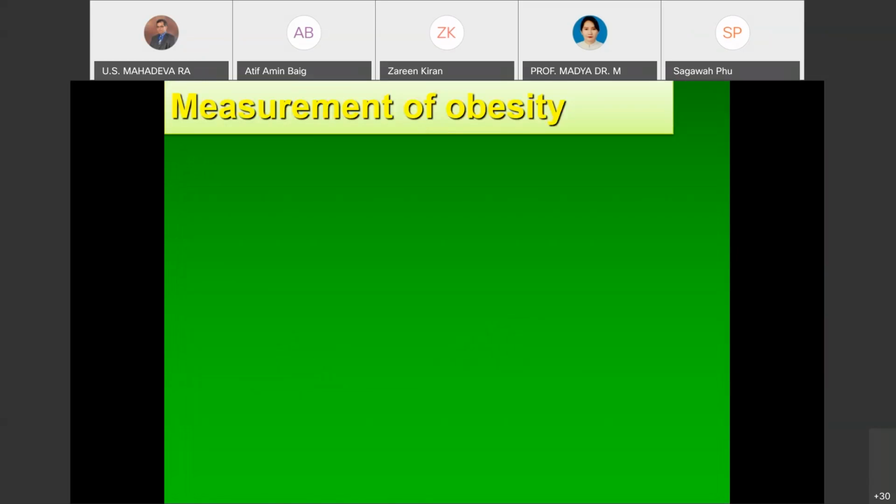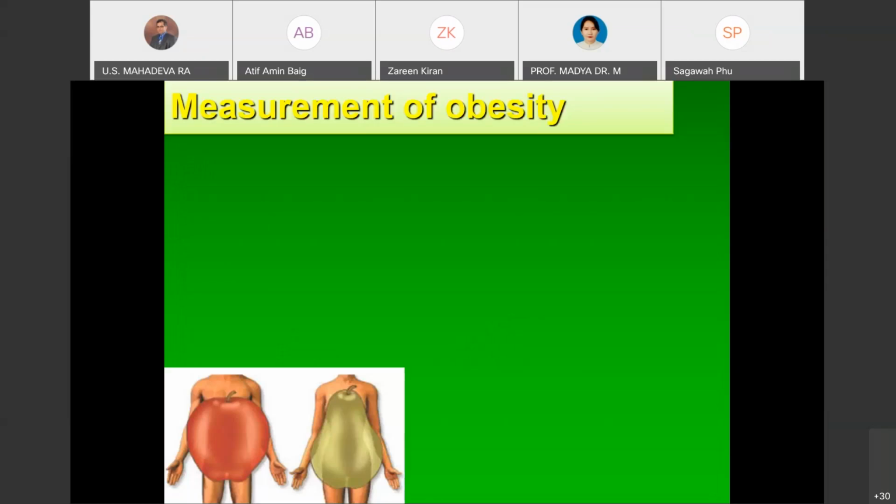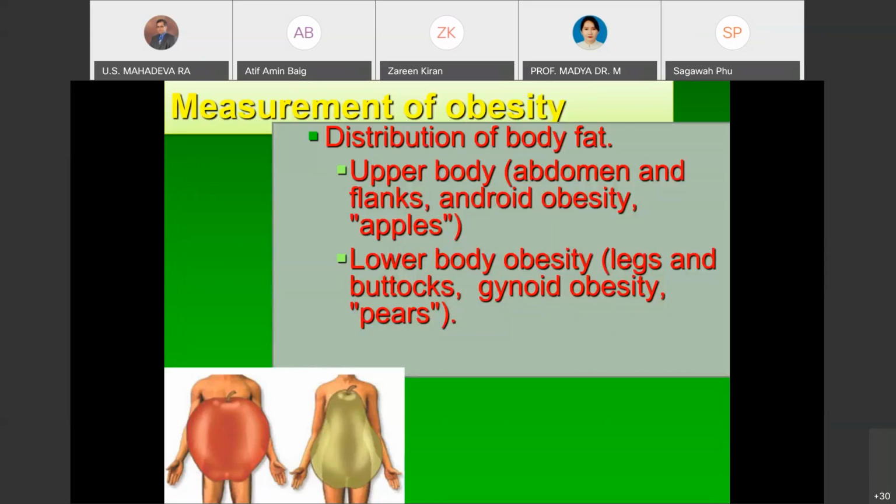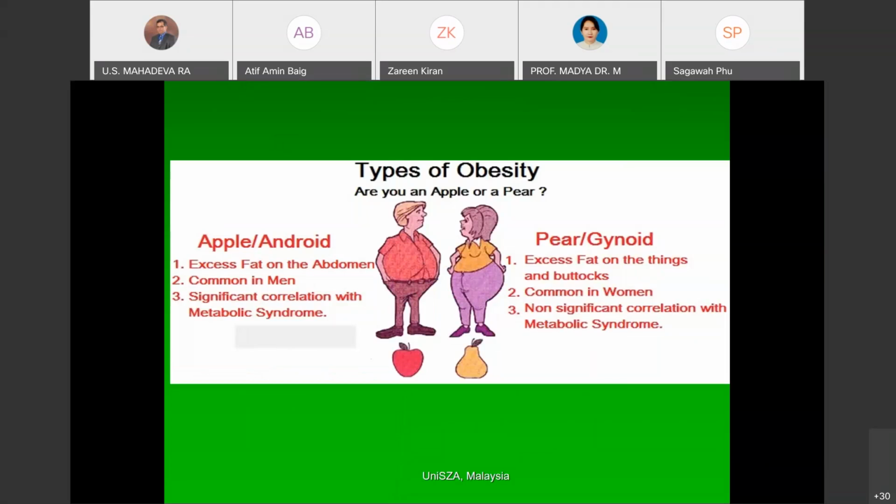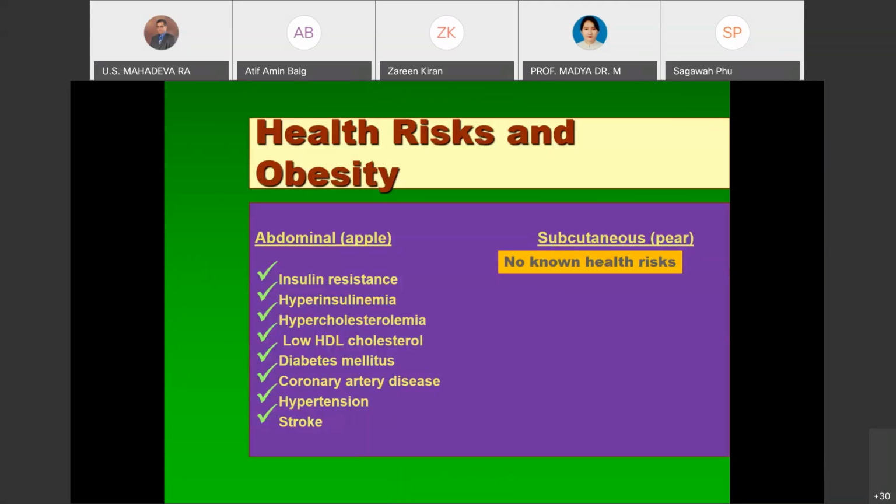So I told you in the beginning, obesity is divided into apple type and pear type. So this is what is mentioned here. Distribution of fat near the abdomen area is called android or apple type, and the distribution of fat near the buttock, hip, and waist is called gynoid or pear obesity. The android or apple one is more dangerous than the gynoid because there is no significant correlation with the metabolic syndrome for the gynoid. So in terms of health risk, it is given here.